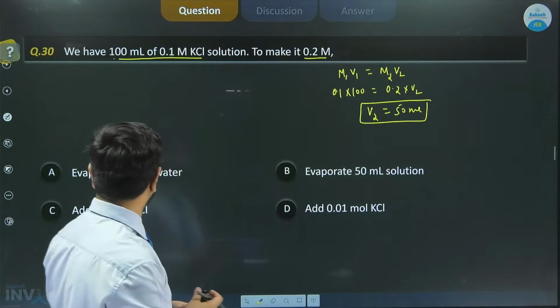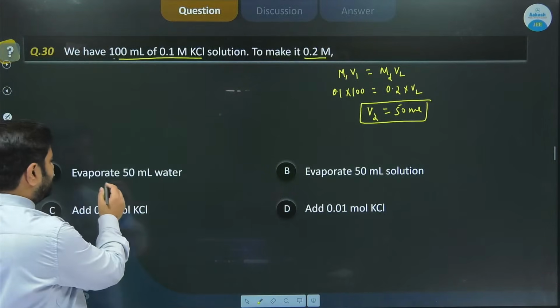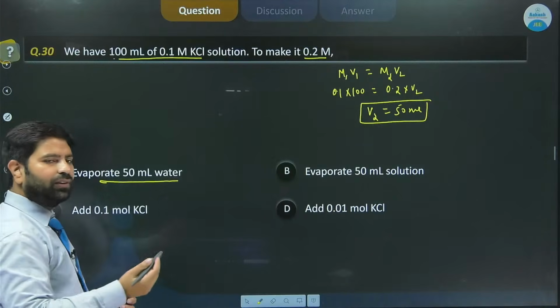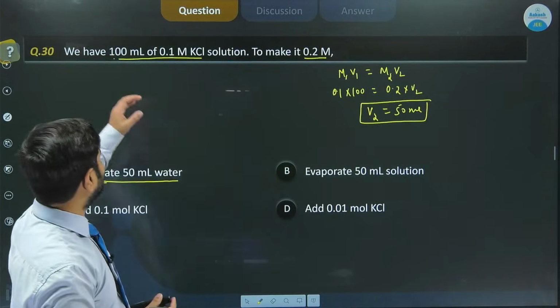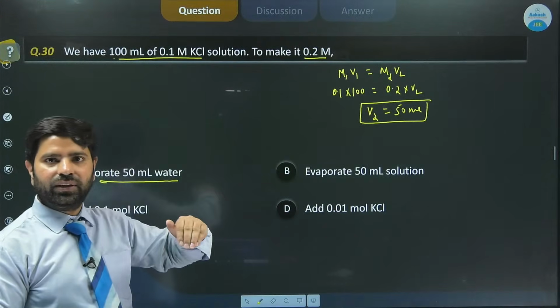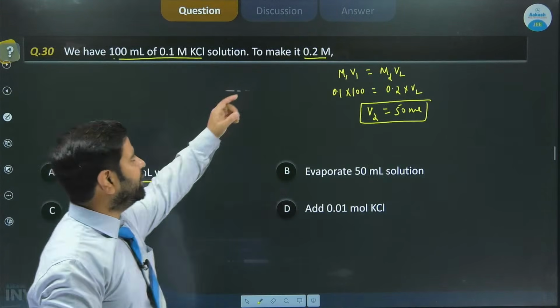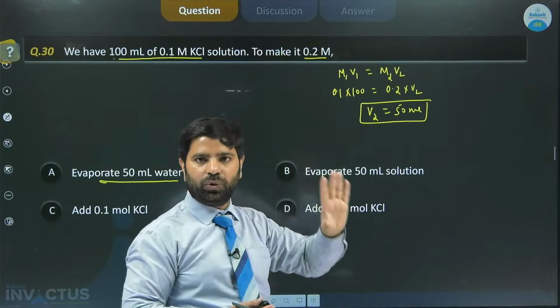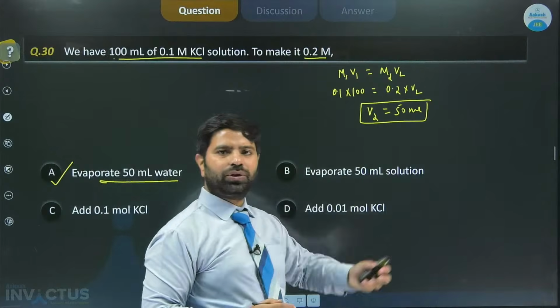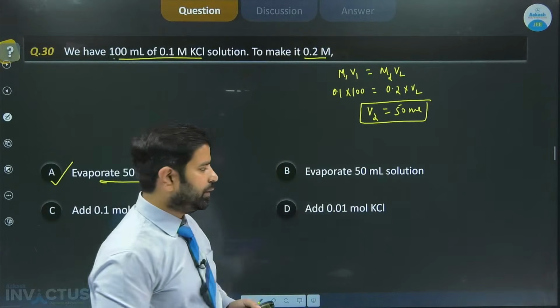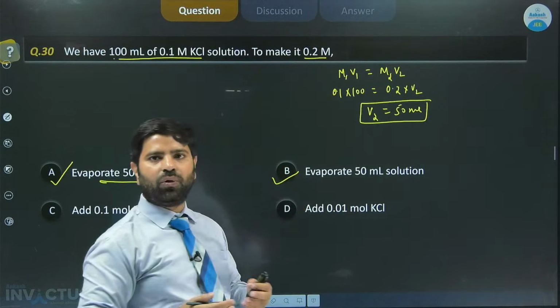So let's check the options. Option A is evaporate 50 ml water. Yes, if we evaporate the 50 ml water, you will get 50 ml solution left, and the 50 ml solution will make the solution 0.2 molar. Evaporate 50 ml solution or 50 ml water, both are the same thing, because obviously water will evaporate.